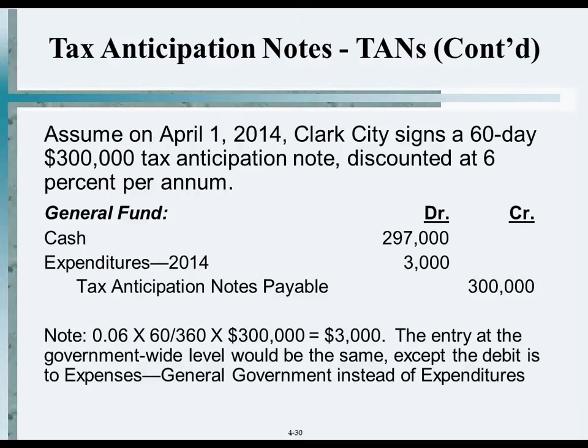Why are we doing this? Make sure we have cash available. Not be like California, which had to write IOUs to people, right? Because they didn't have the cash.